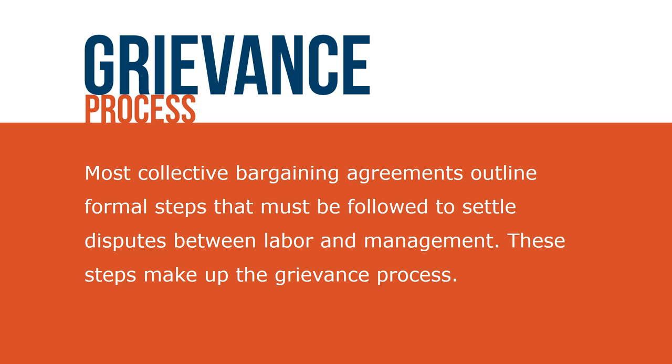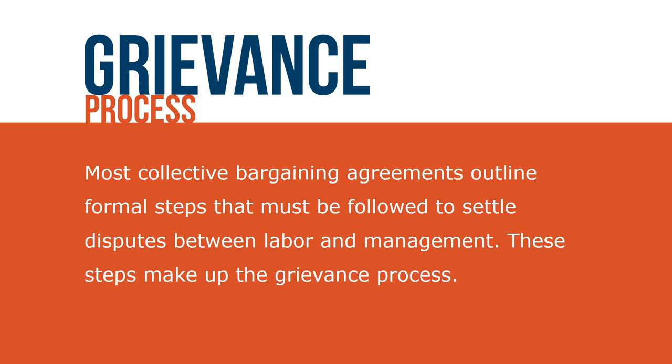Most collective bargaining agreements outline formal steps that must be followed to settle disputes between labor and management. These steps make up the grievance process. Officially, a grievance is a written charge by one or more employees that management has violated contractual rights. The grievance process typically works as follows. First, the problem is reported to one's immediate supervisor, who is obligated to investigate the matter and try to resolve the issue. The report can be written or oral, but it's usually written.